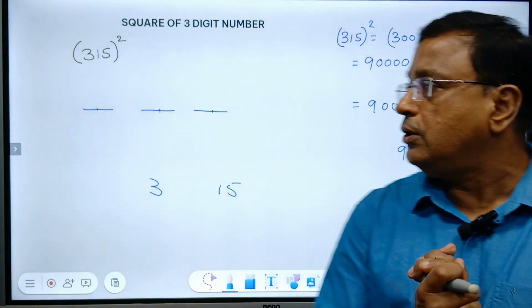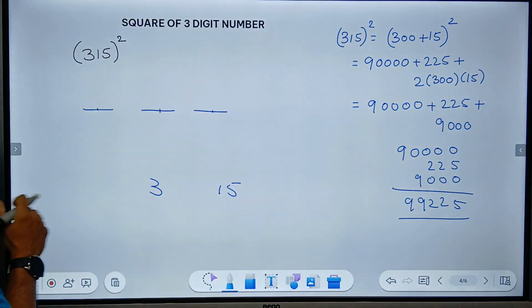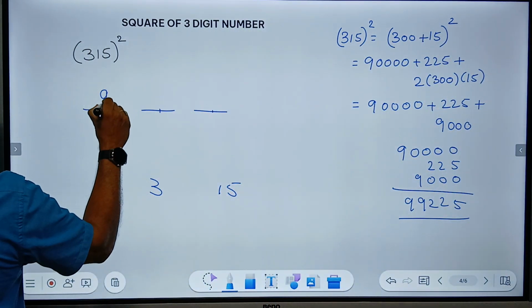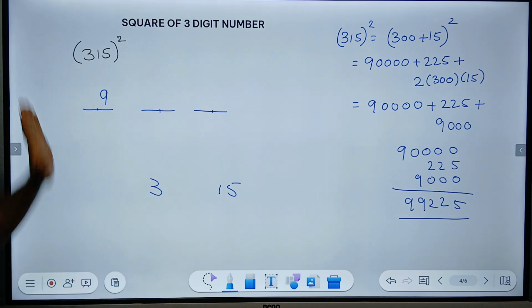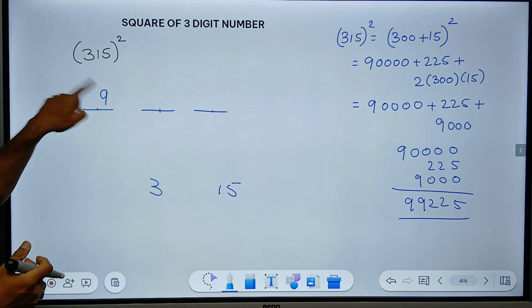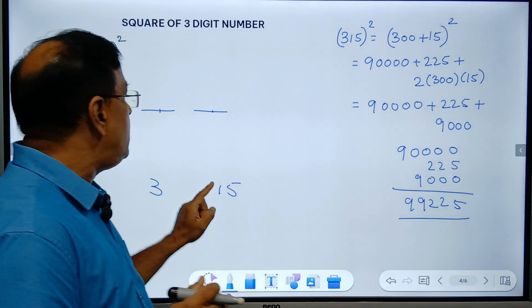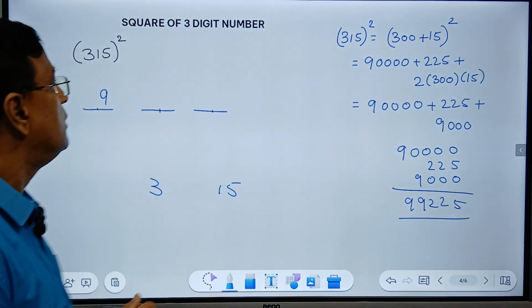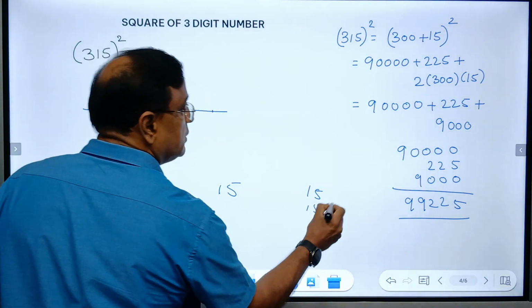Okay? Now what do you do? Square 3. If you square 3, what do you get? You get 9. I wrote it here, 0, 9. So this part is over. What is the square of 15? Square of 15 is 15 into 15.